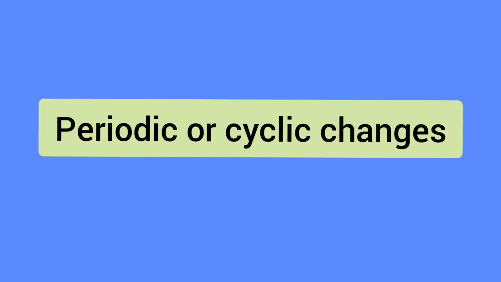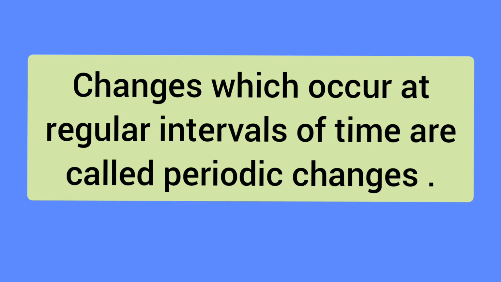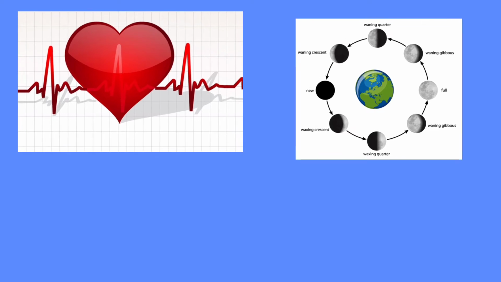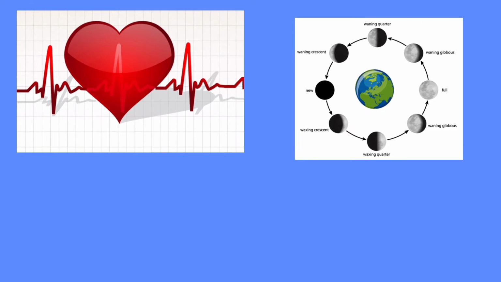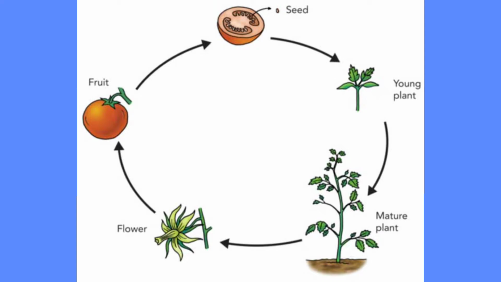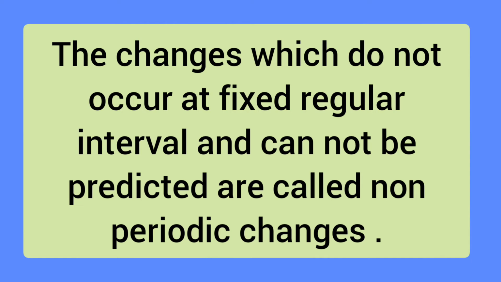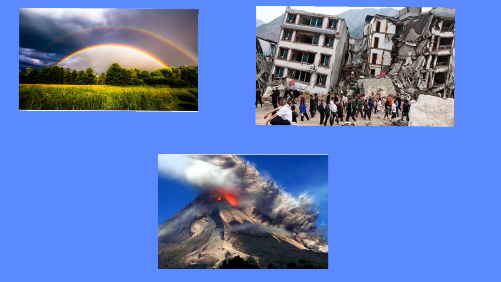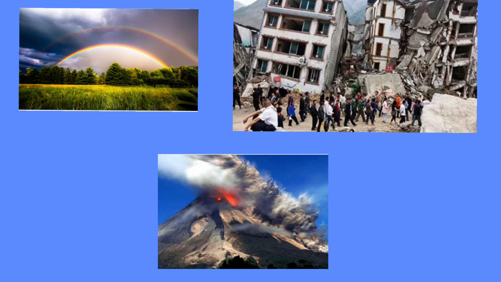Periodic or cyclic changes. Changes which occur at regular intervals of time are called periodic changes, like beating of the heart, phases of the moon, growth of plants, sunrise and sunset. The changes which do not occur at fixed regular intervals and cannot be predicted due to irregular timings are called non-periodic changes, like occurrence of rainbow, falling of trees, earthquake, volcanic eruption, etc.